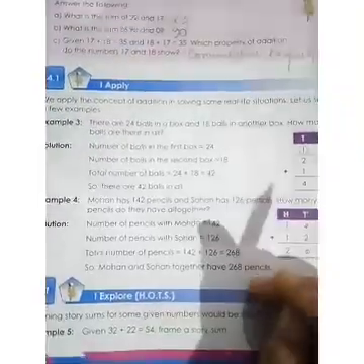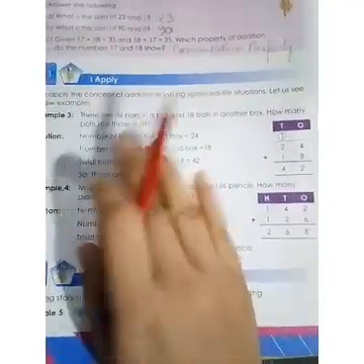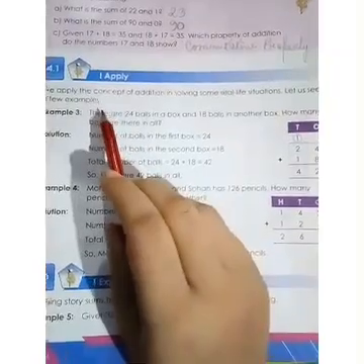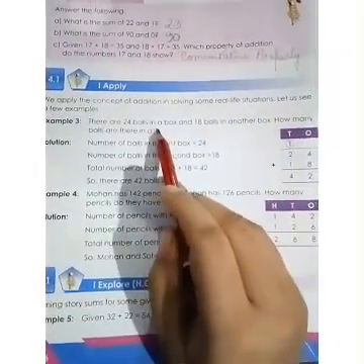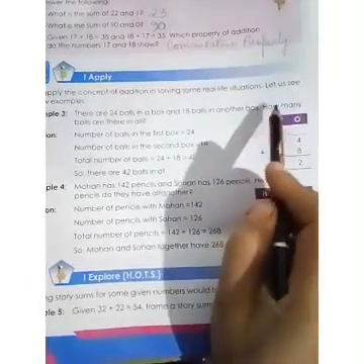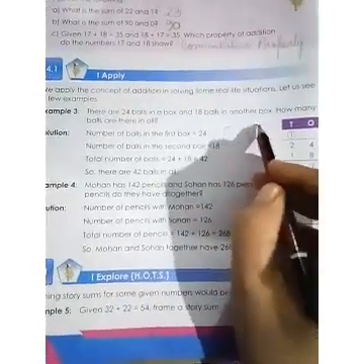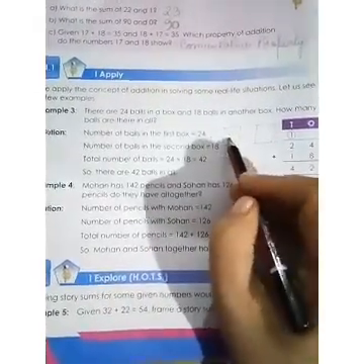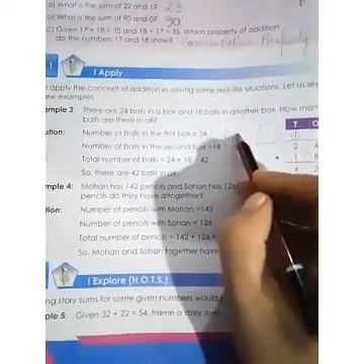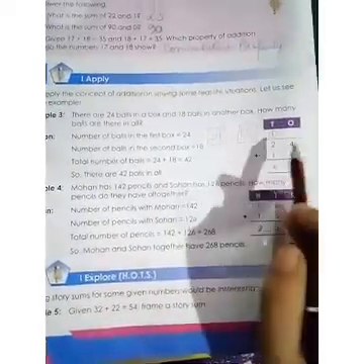The next question, I'll explain one example here. The solution is already given. There are 24 balls in a box and 18 balls in another box. How many balls are there in all? There are 2 boxes. In one box there are 24 balls and in the other there are 18. So we have to find the total.